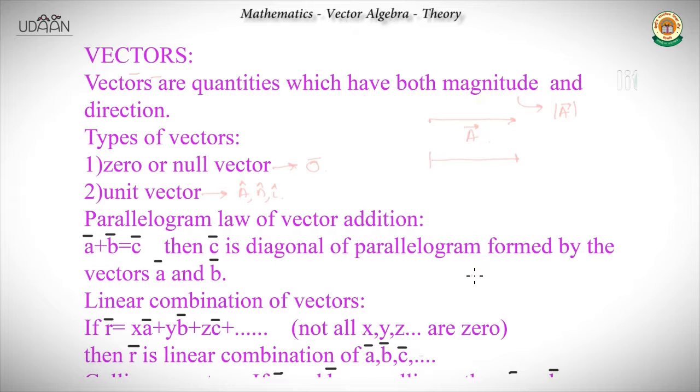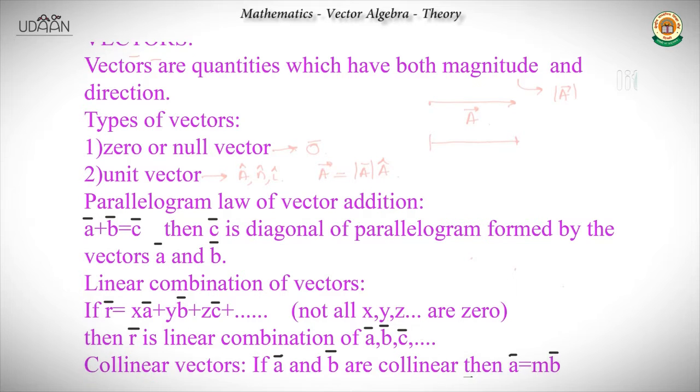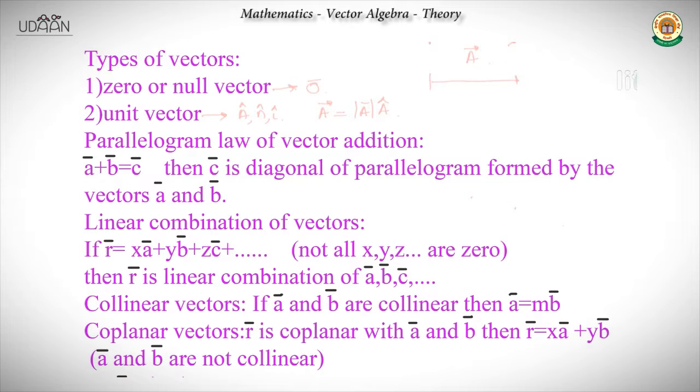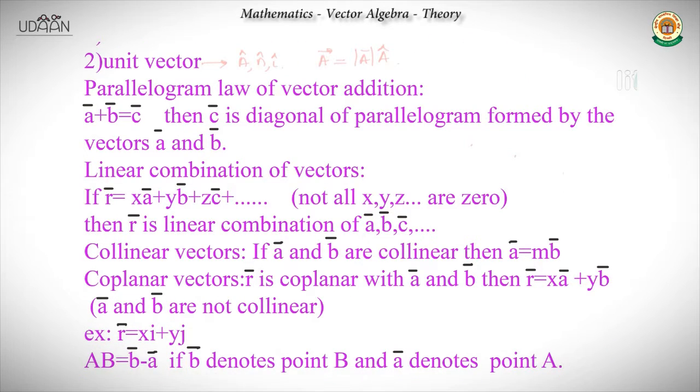Any vector can be denoted in terms of a unit vector. For example, consider vector a bar with magnitude mod a bar, then it can be written in terms of the unit vector along its direction, a cap, as a bar is equal to magnitude of a bar into a cap. Now, we'll turn our attention to algebra of vectors. Vector parallelogram law of vector addition: if there are two vectors a bar and b bar, then their addition c bar will turn out to be the diagonal of the parallelogram formed by the vectors a bar and b bar.